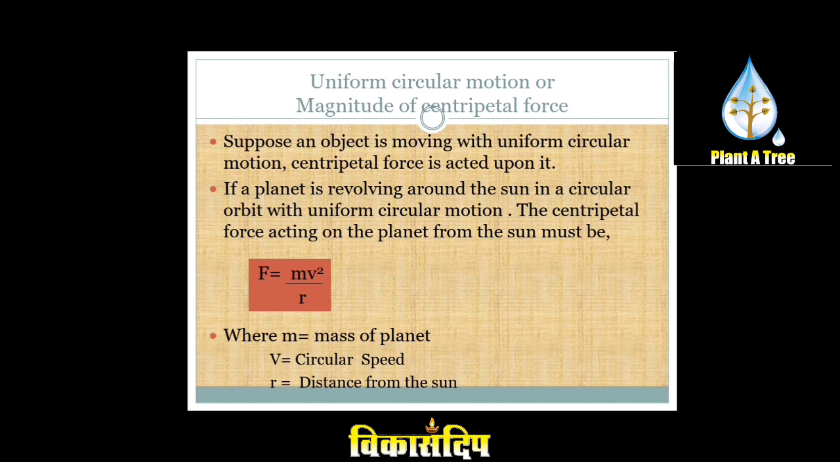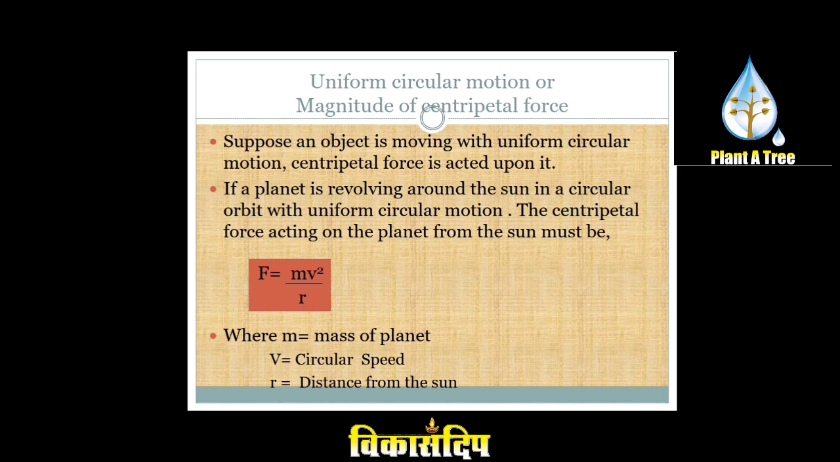So consider a planet revolving around the sun in a circular orbit with uniform circular motion.